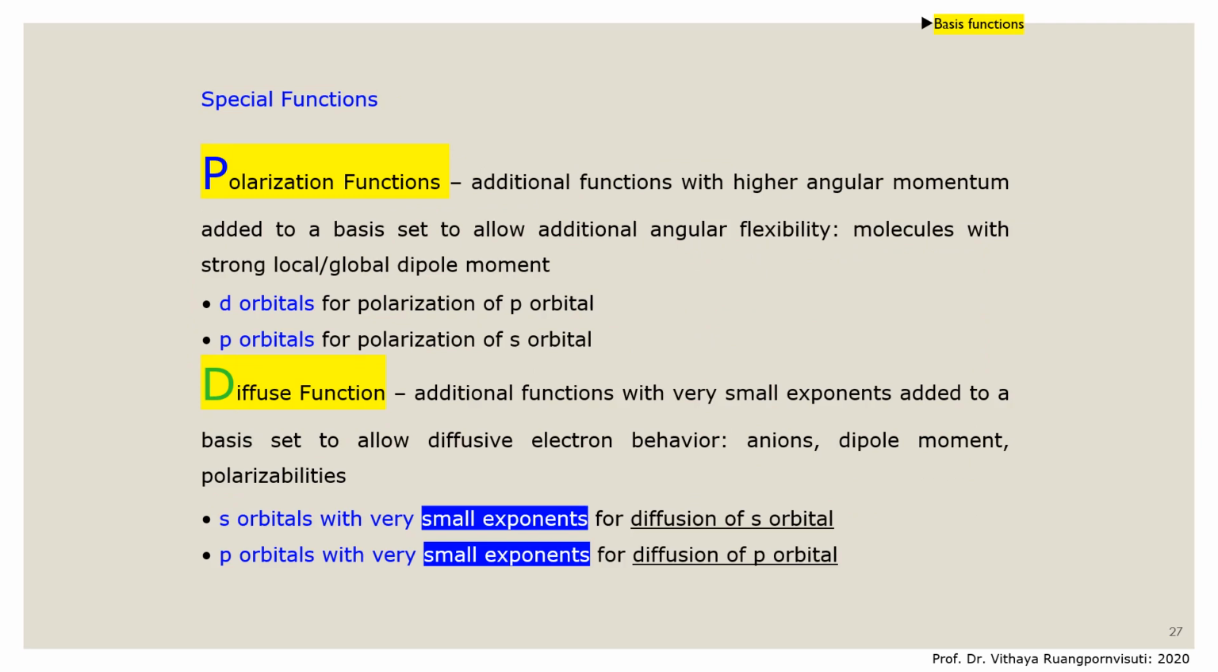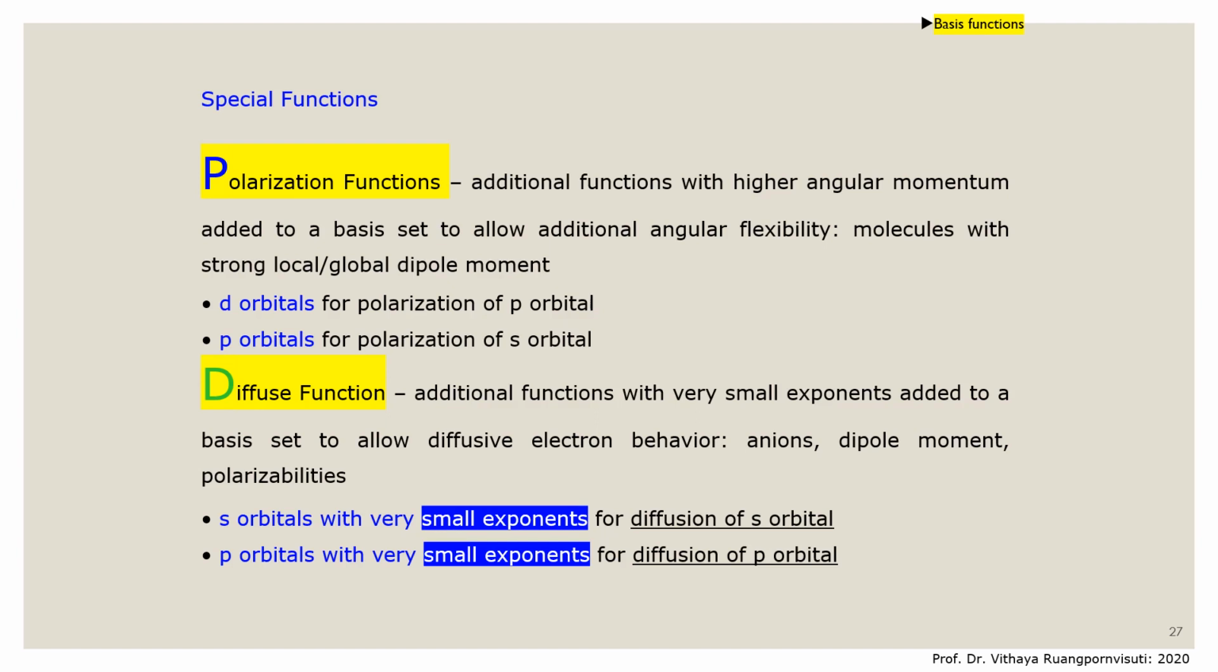The special functions. Polarization functions: additional functions with higher angular momentum added to a basis set to allow additional angular flexibility. Used for molecules with strong local and global dipole moments. P orbitals for polarization of s orbitals, and d orbitals for polarization of p orbitals.